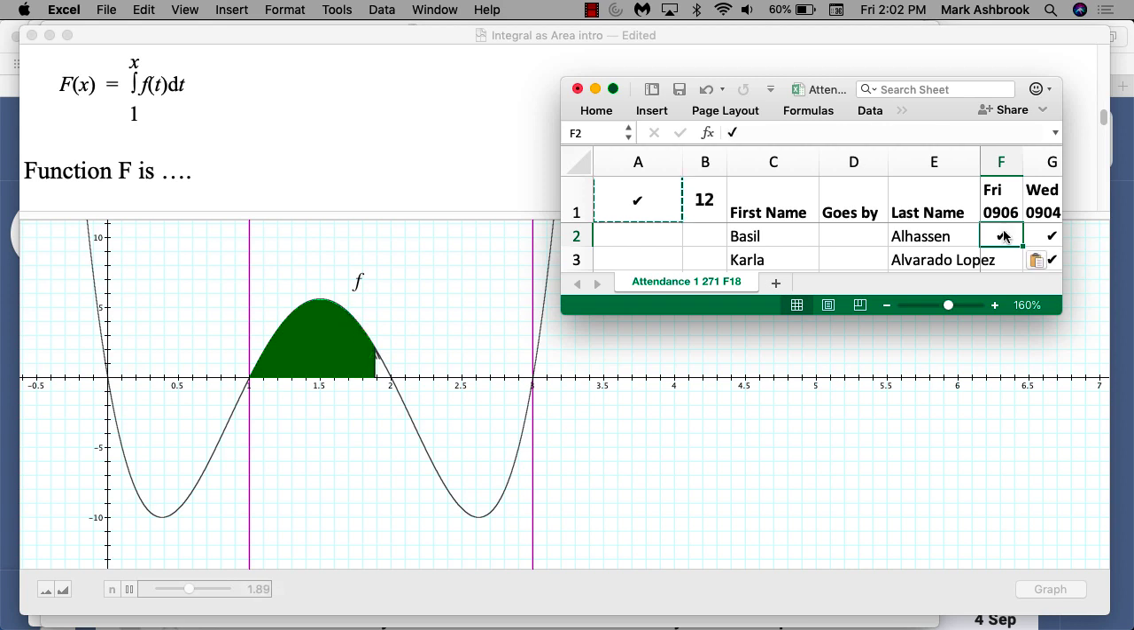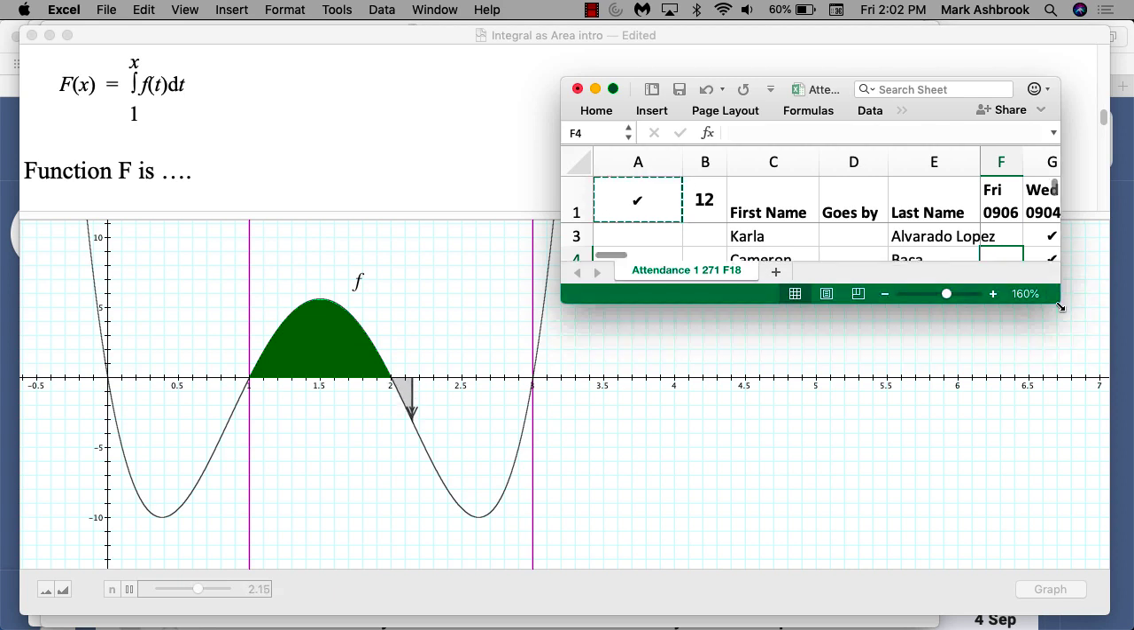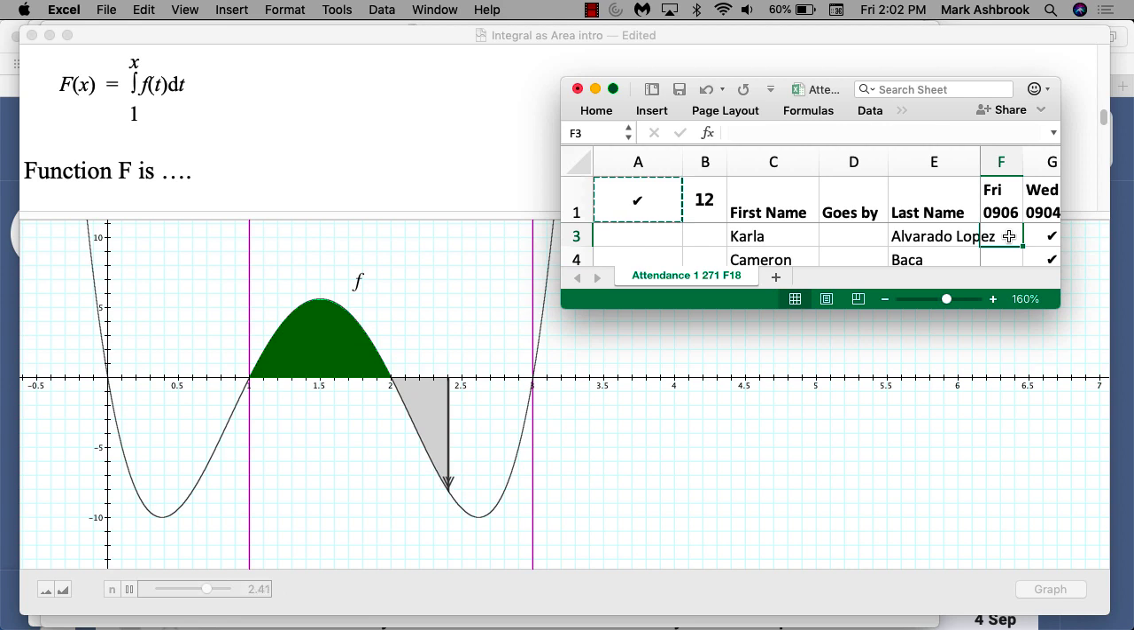Basil. Carla. Cameron Baca. Micah. Damien. Chance. Jordan. Deanna. Jojo. Bangchen Lee. Hannah. Griffin. Sophia. Ray Elementi. Jasper. Jesse.